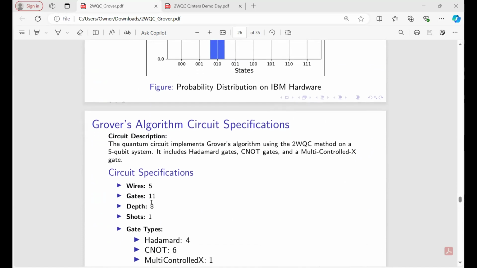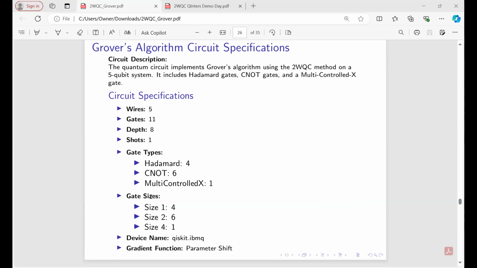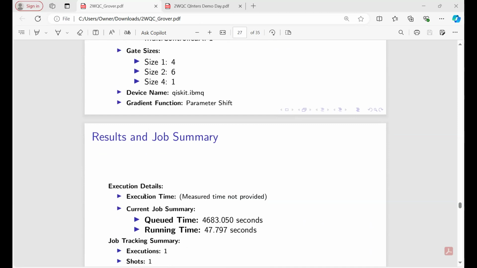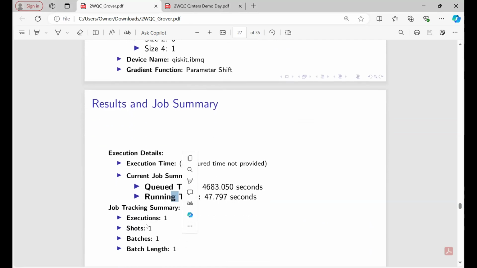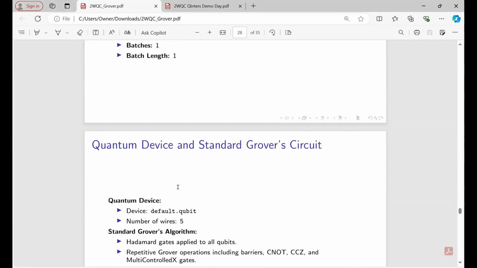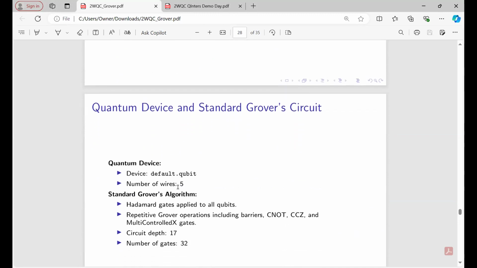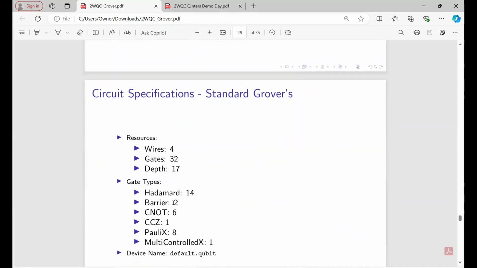Here's our circuit specifications and gate types, gate sizes again. This was on a simulator, for Qiskit IBM Q. The Q time was around 4,700 seconds, and the running time was 48 seconds. We had 1 execution and 1 batch. We used the default qubit and 5 wires for the two-way quantum, because that's how it goes. We found the circuit depth was 17, and the maximum number of gates we could use was 32.